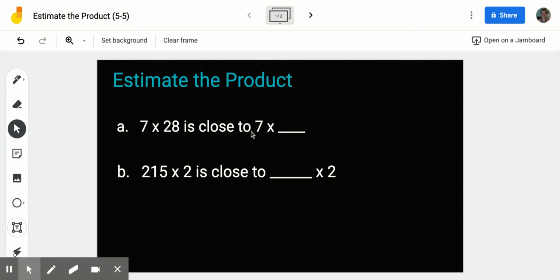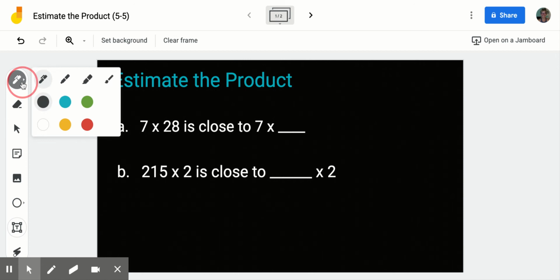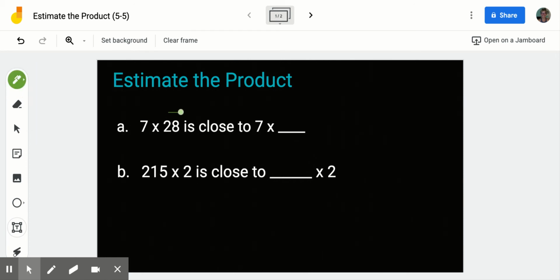7 times 28 is close to 7 times... So we're going to take a peek at 28. And 28, when I think about rounding, is closer to 30, and I round up to 30. So 7 times 28 is close to 7 times 30. I'm not going to solve it right now. I just want you to start thinking about rounding again. Let's look at letter B.